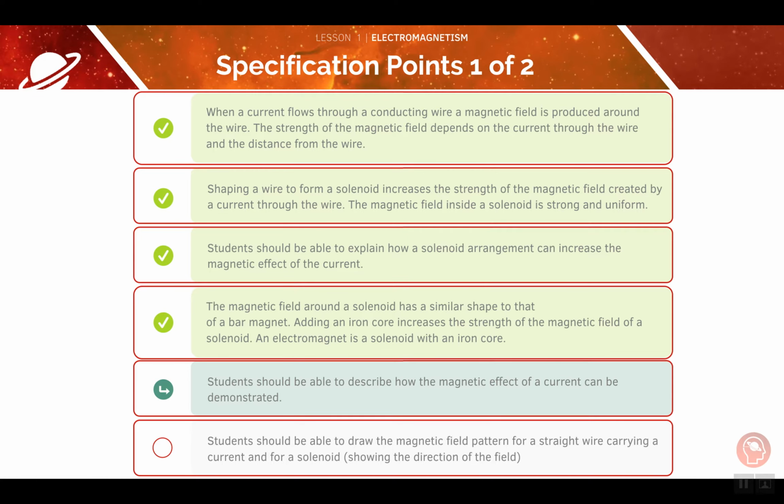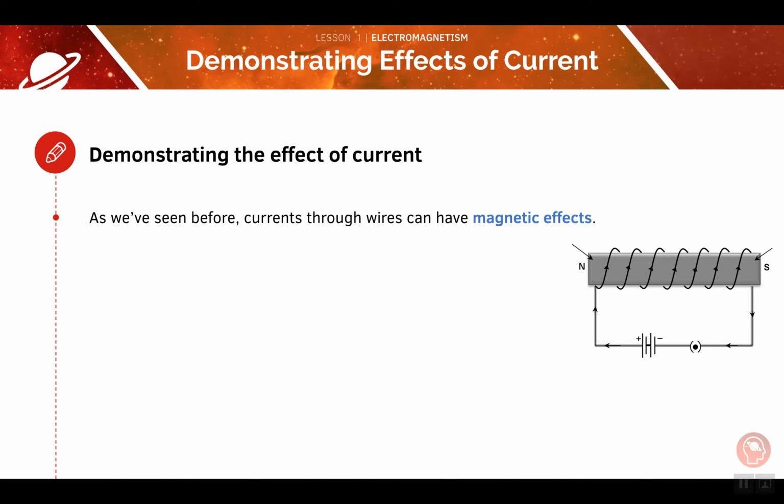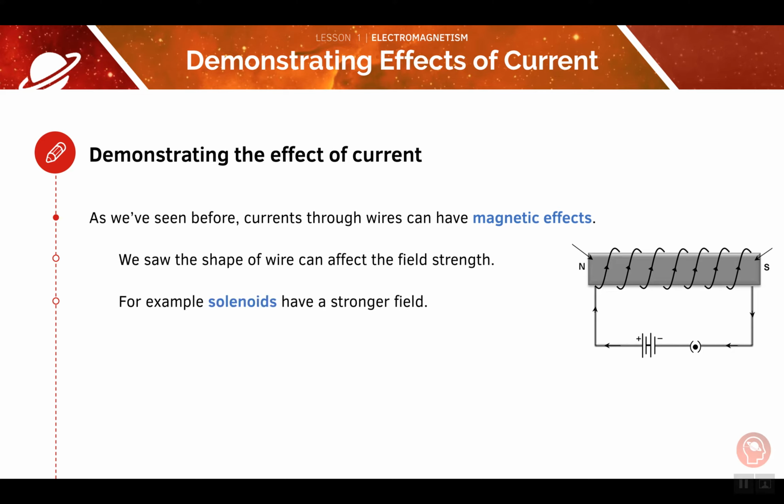Next, we'll look at demonstrating the magnetic effect of a current. As we've seen in this section, currents through wires can produce magnetic fields and therefore have magnetic effects. The shape of the wire can affect the field strength. Solenoids have a stronger field compared to normal wires due to their curled shape.